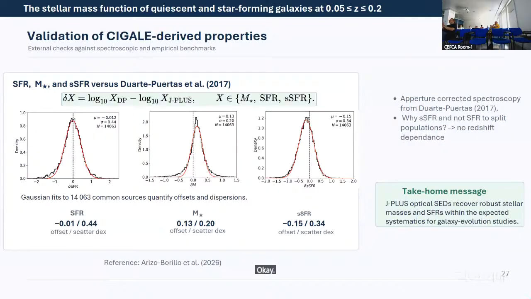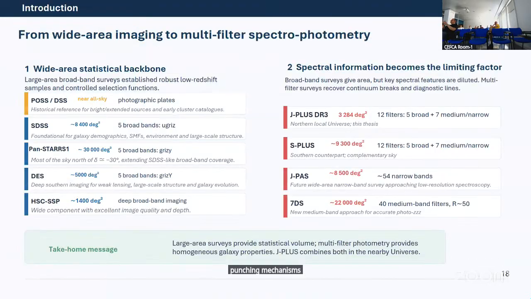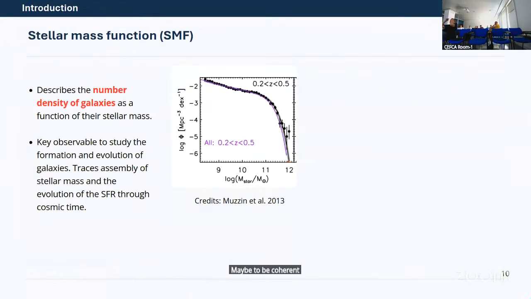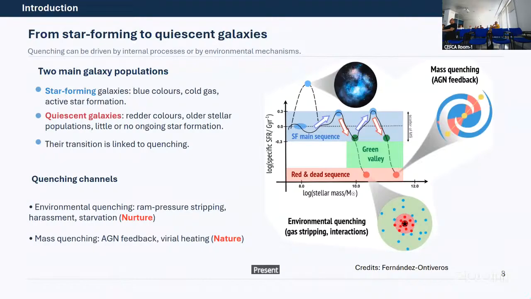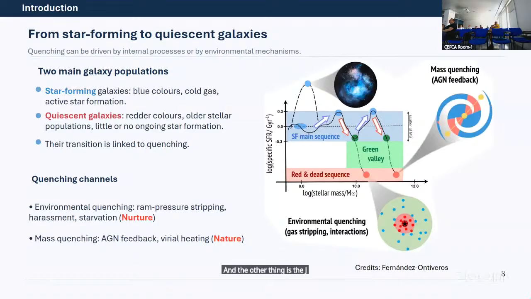Two very little and silly and annoying comments. At the beginning, in the introduction, when you mentioned the two quenching mechanisms, maybe to be coherent with the whole presentation, just the order of the... this one. Yeah, because from this slide on, if I'm not wrong, you always mention the second one first, the mass one. So maybe just making it consistent. Okay. And the other thing is that the J-PLUS paper is 2019, if I'm not wrong. The reference from Cenarro, something like this. 2019.